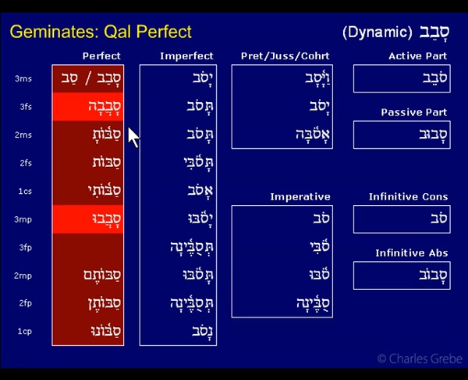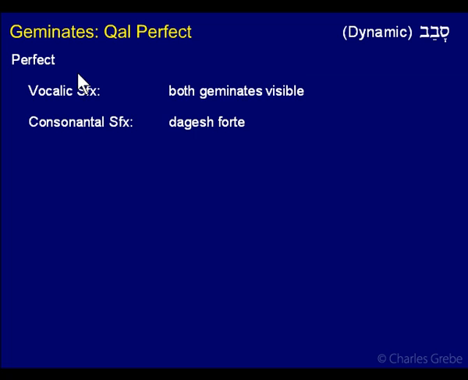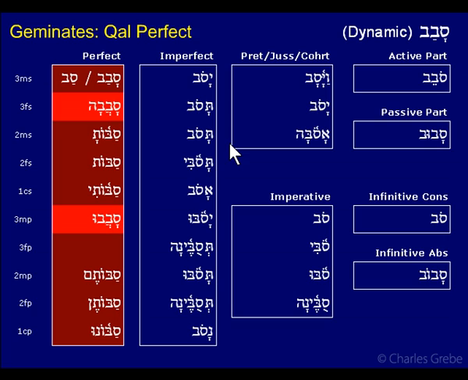So with vocalic suffixes, I think that's how I wrote the note, the perfect with vocalic suffixes, both geminates are visible. With consonantal suffixes, you get the dagesh forte. So with vocalic suffixes, like the a and the u, both geminates are visible. And these here are all the forms that have the consonantal suffixes, and there we see the dagesh forte, right?